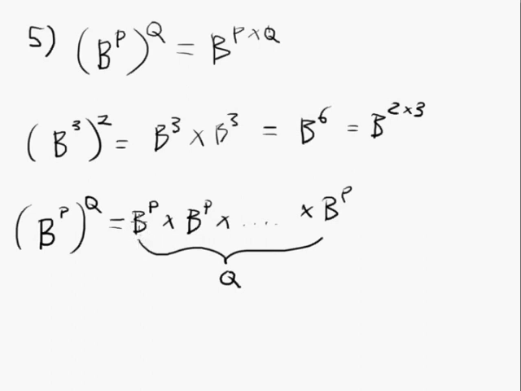So if we actually count up how many b's we've got, p lots of b there, p lots of b there, p lots of b there, and all the way up to p lots of b there. How many lots of p lots of b do we have? We've got q lots. So that is just going to be b to the power of p times q.